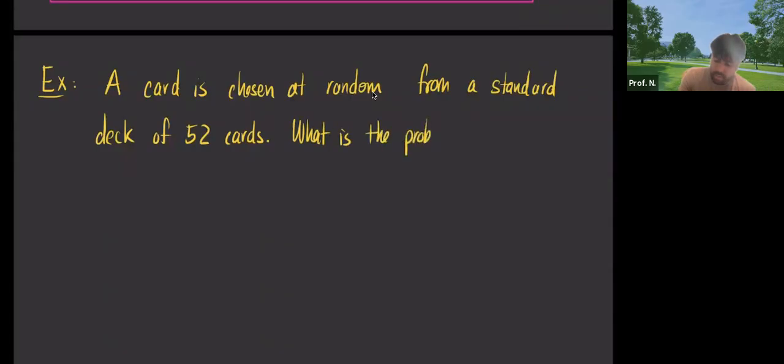And what is the question? What is the probability? So that's my dog. I have a dog.